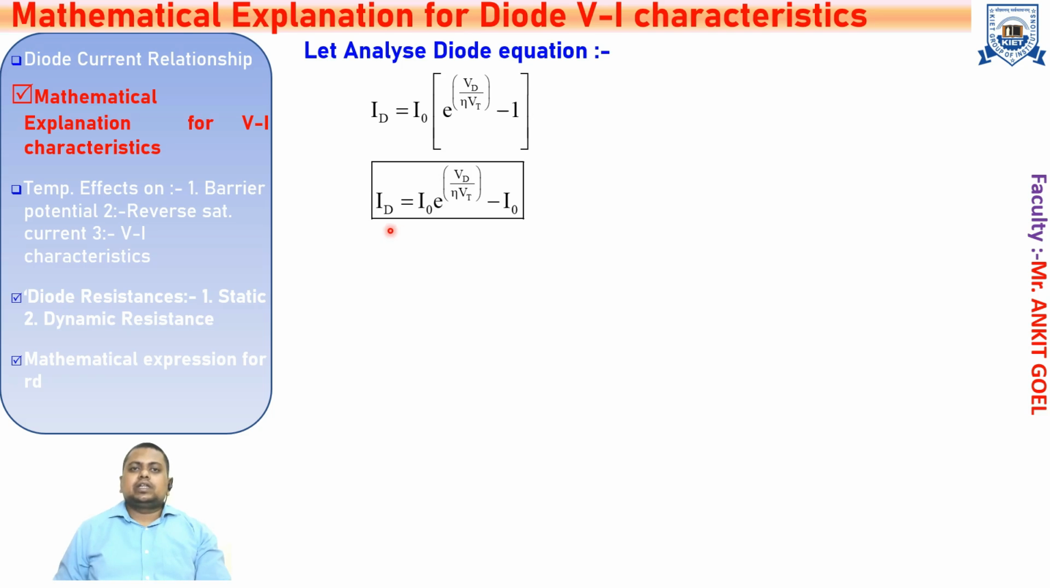We will get the expression I_D = I_0 e^(V_D/ηV_T) − I_0. Now in this expression you have two terms: I_0 e^(V_D/ηV_T) as the first term and −I_0 as the second term.